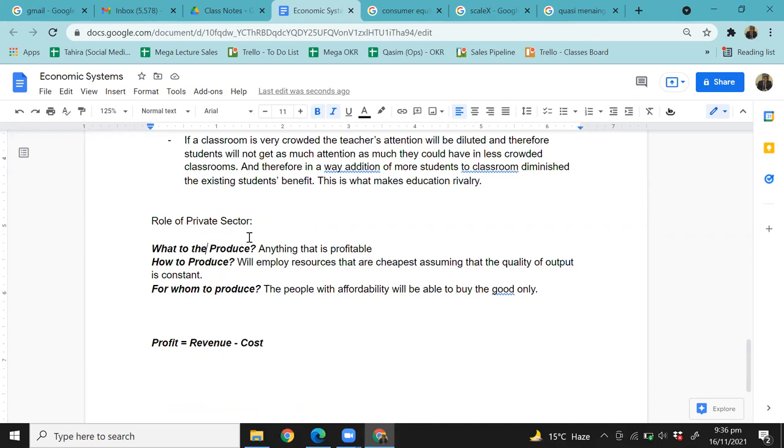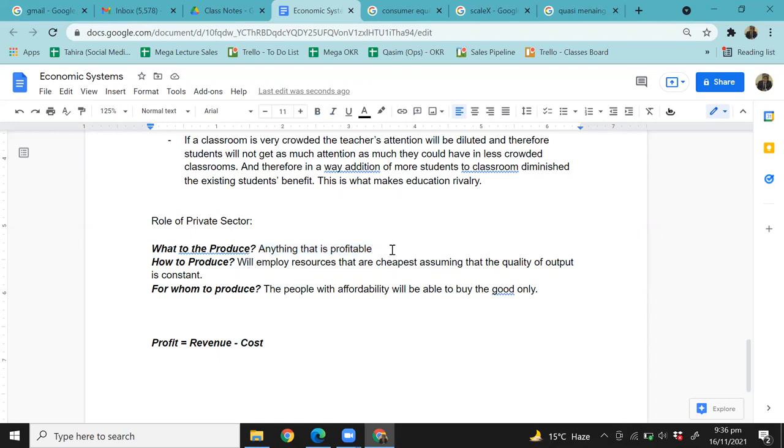What to produce, the answer for the private sector is simple: anything that is profitable. Anything that is profitable for the private sector, that is what they will produce. They will produce food, clothes, even education, even healthcare, even laptops, cars, anything. But that has to be profitable. Anything that's not profitable, they don't produce. Simple, right? They even produce demerit goods.